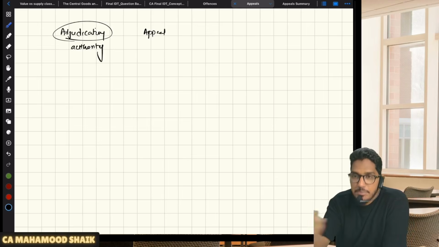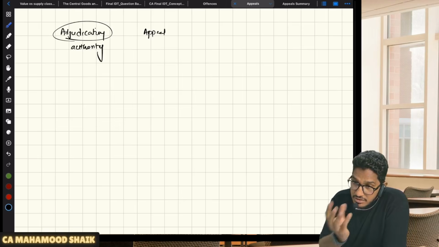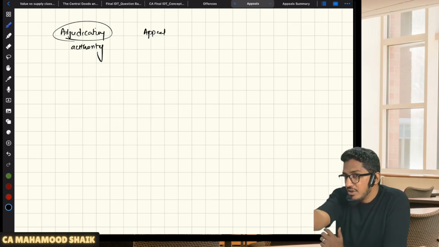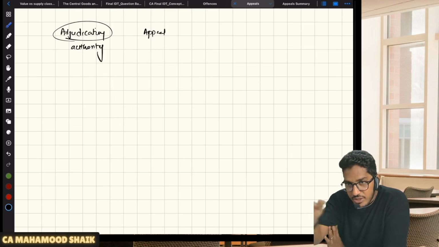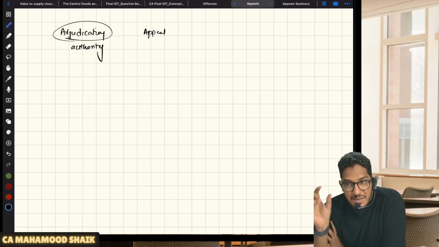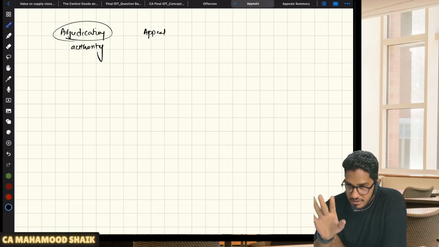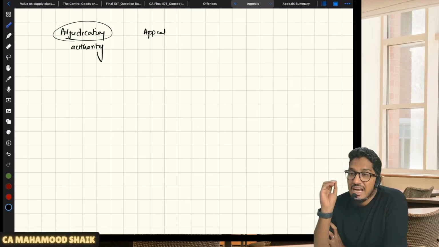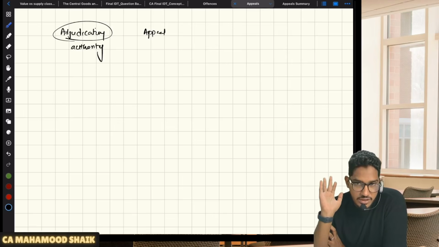That we call it as appeal. Now this appeal, you will make it with some authority, no? There will be some authority who will take up this appeal, who will listen to the arguments, then they will give the final order, no? That authority we call them as appellate authority. What do we call it? Appellate authority.